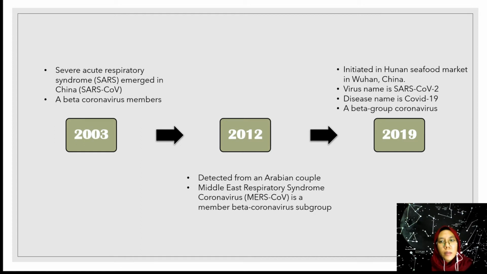In 2003, Severe Acute Respiratory Syndrome, or SARS-CoV, emerged in China. It is a beta coronavirus member. In 2012, Middle East Respiratory Syndrome coronavirus, called MERS, also a beta coronavirus subgroup, was detected from an Arabian couple.